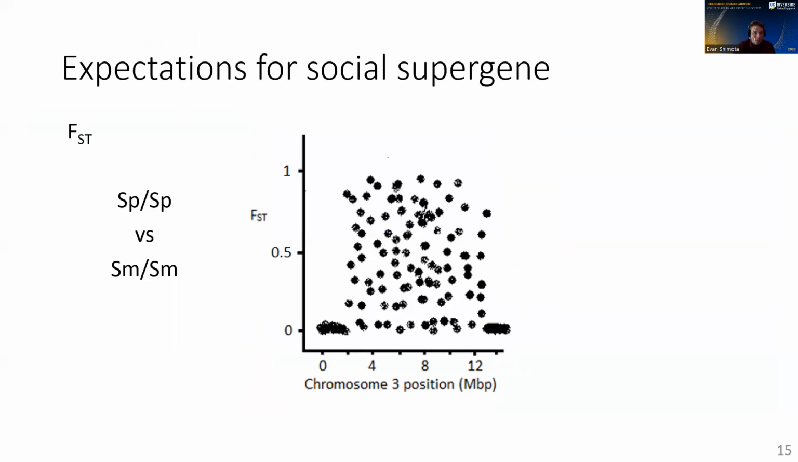So here are some of the expectations for what we might find in our research. Here we compare Formica execta multi-queen colonies to single queen colonies, and we would expect the region in the figure with elevated FST to represent the potential social supergene on chromosome 3.